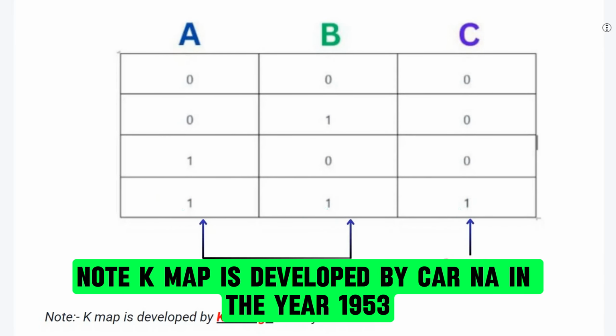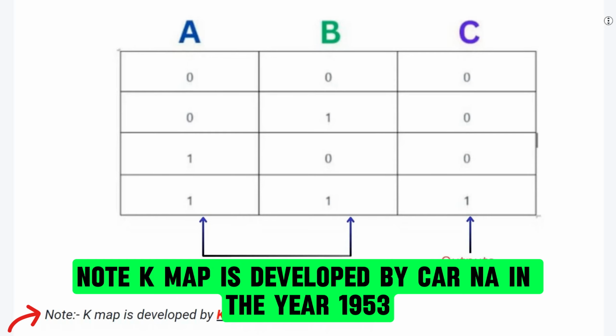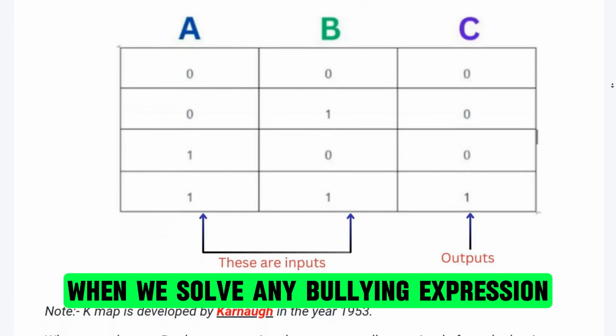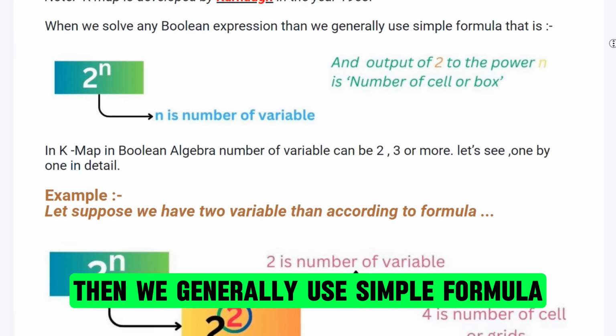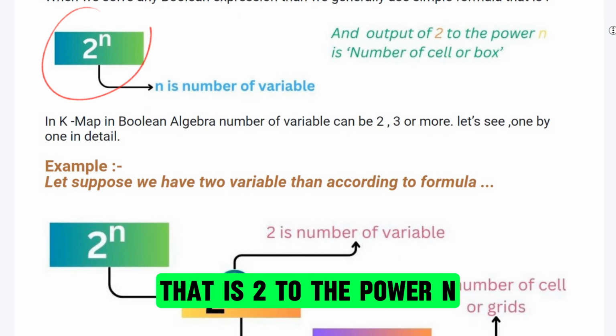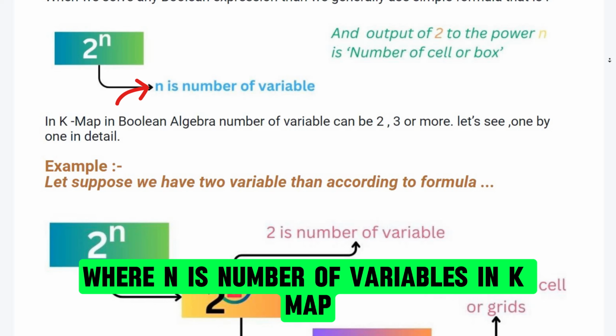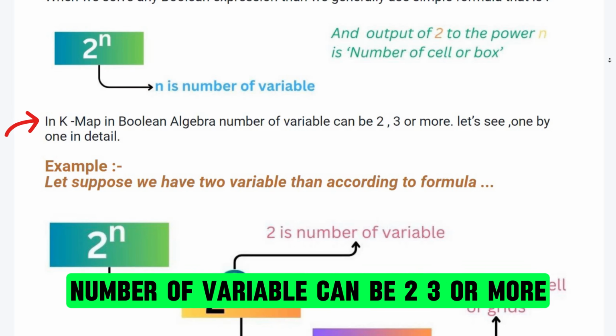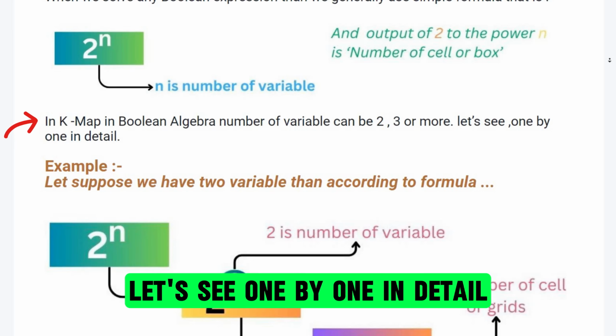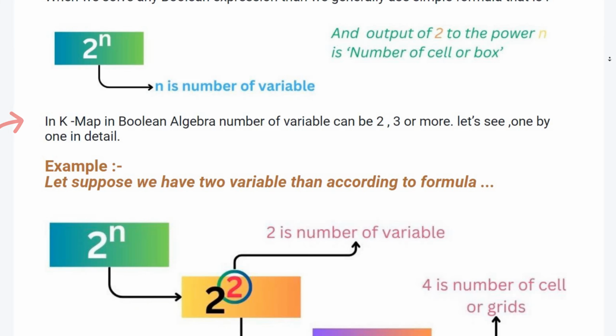Note: K-map was developed by Karnaugh in the year 1953. When we solve any Boolean expression, we generally use a simple formula, that is 2 to the power n, where n is the number of variables. In K-map in Boolean algebra, the number of variables can be 2, 3 or more. Let's see one by one in detail.